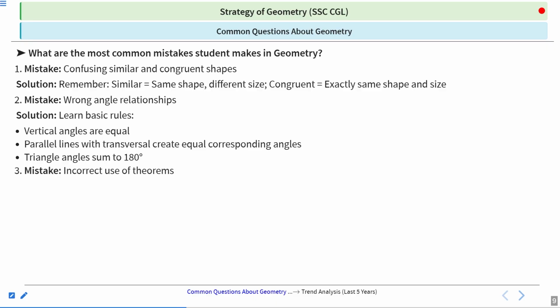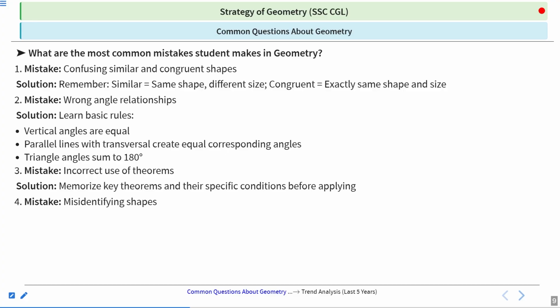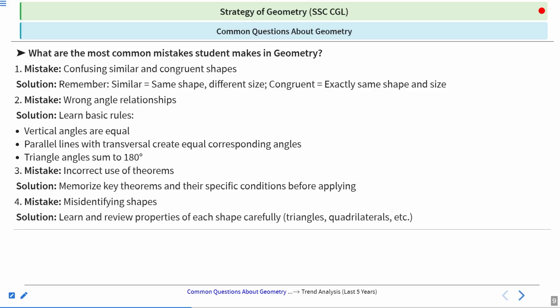Third mistake is incorrect use of theorems. The solution is to memorize key theorems and their specific conditions before applying them. Next mistake is misidentifying shapes. Many times students misidentify shapes. The solution is to learn and review the properties of each shape carefully, for example triangles, quadrilaterals, etc.